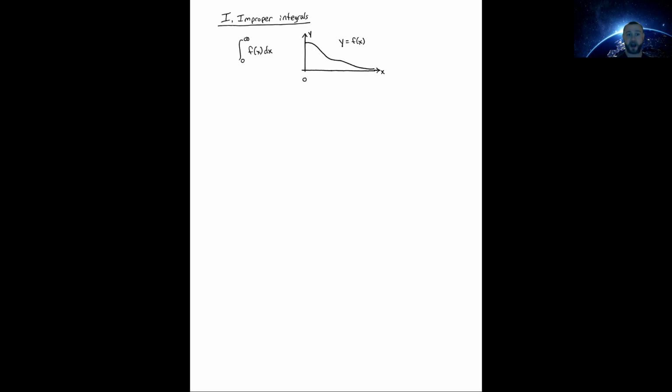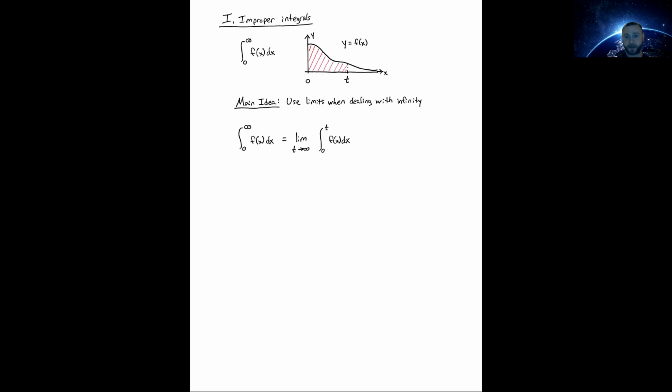Let's say we were trying to define an integral from 0 to infinity for some function f of x, and we just have a representative graph right there of some possible function. Now, we can't actually integrate from 0 to infinity. Remember, integrals are adding up small pieces. There's no way we can add up all the small pieces from 0 to infinity. So the way we get around this is we integrate from 0 up to some number t, and we're going to find a way to introduce limits.